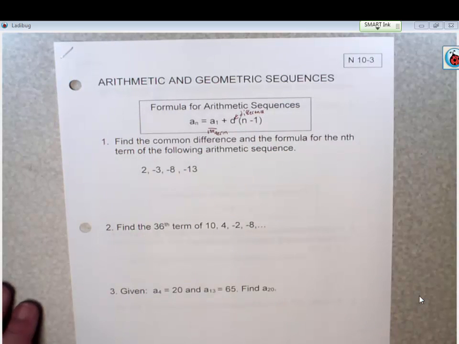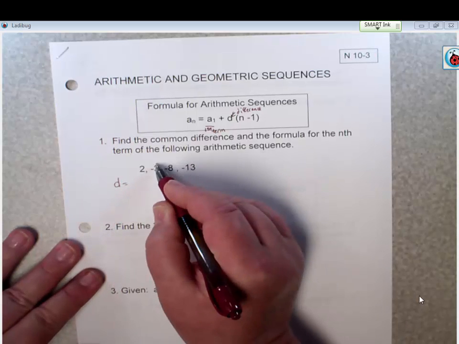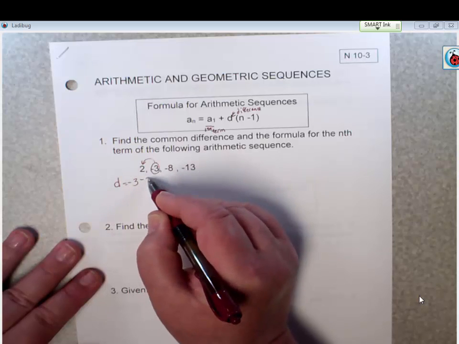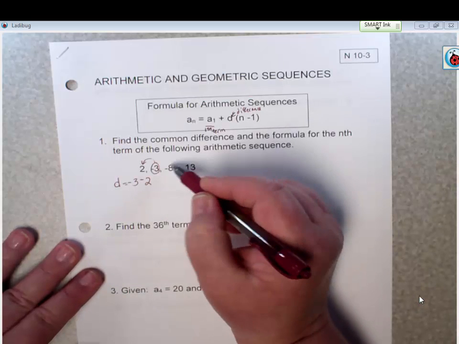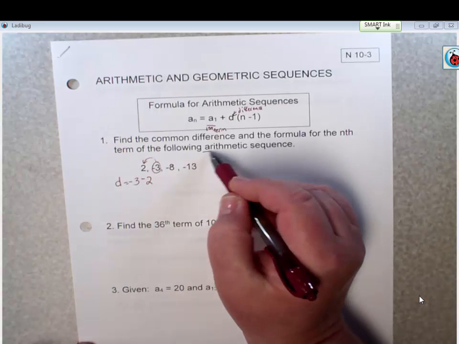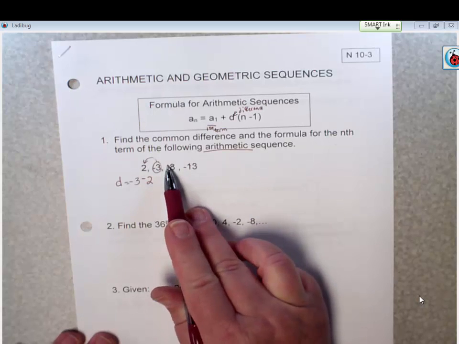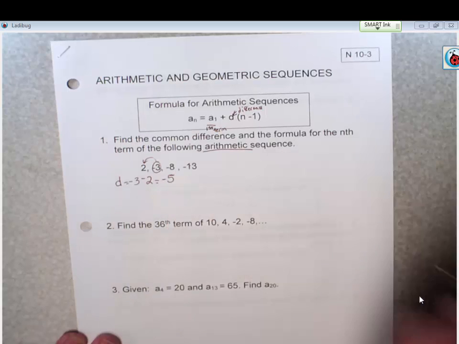Okay, so if we were going to find the common difference and the formula for the nth term of the following arithmetic sequence, first thing we do for the difference is we subtract. So you take the second term and then subtract the term before it. Now I could have picked negative 13 and negative 8. I can do any one I want to. But since they already told me it's arithmetic, you just need to take a term and the one before it, and that's your subtraction. Okay, so that's going to be negative 5. So d is negative 5.